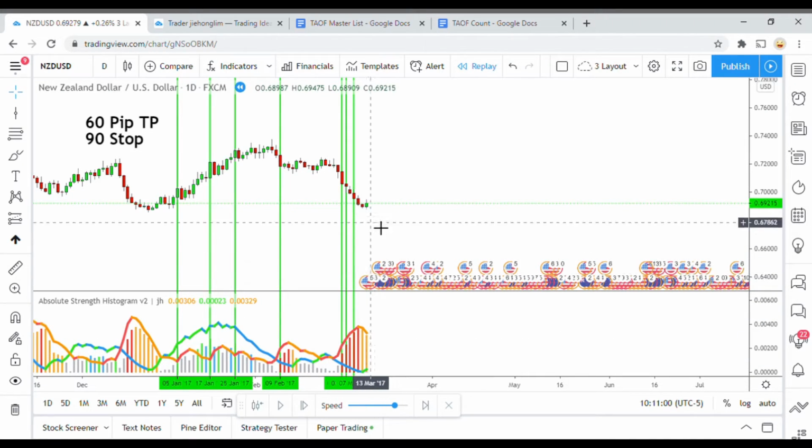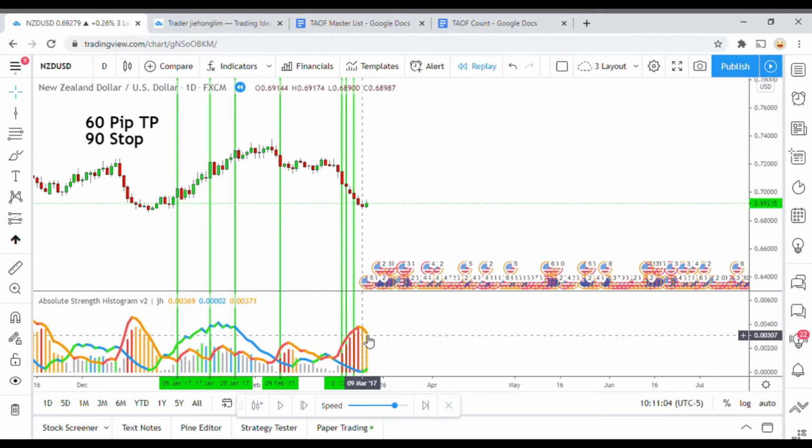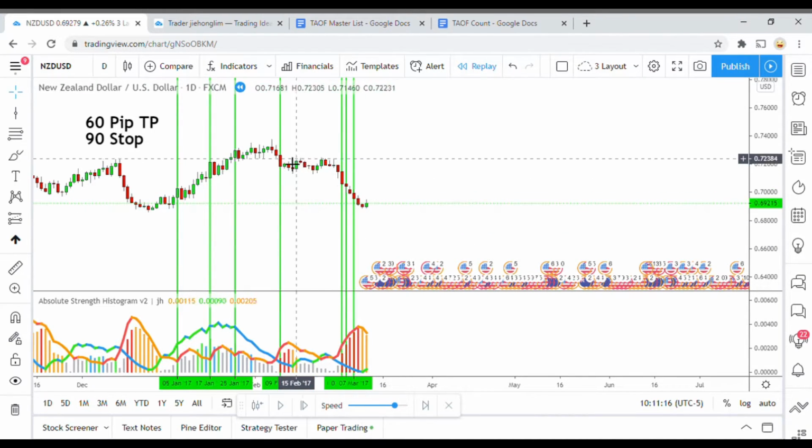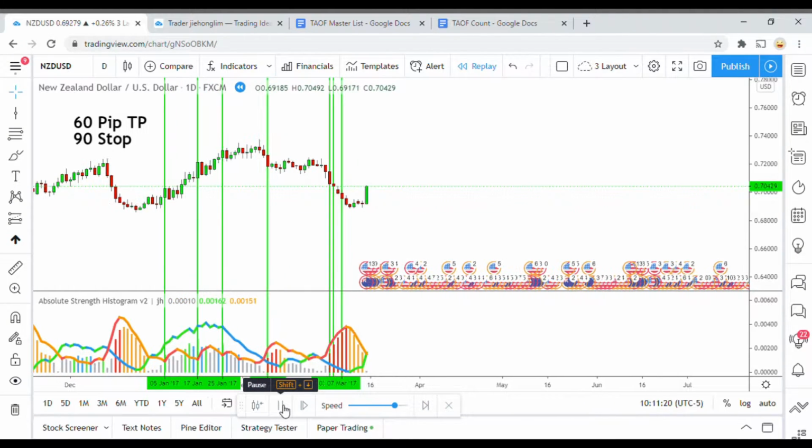So right here we see that we get a continuation, what would have been a red, but it actually switched and flipped orange on us. And so that is a sign that the move was weakening and we should stay out of it.